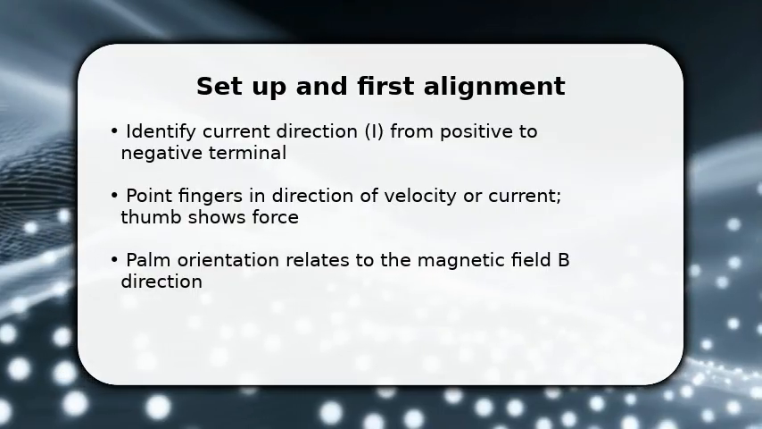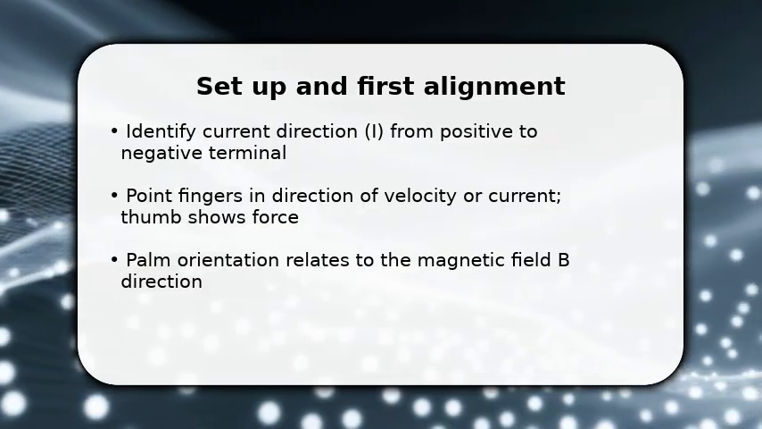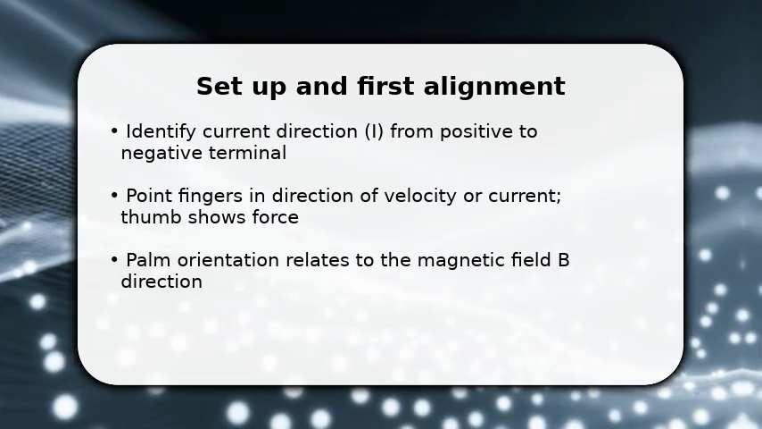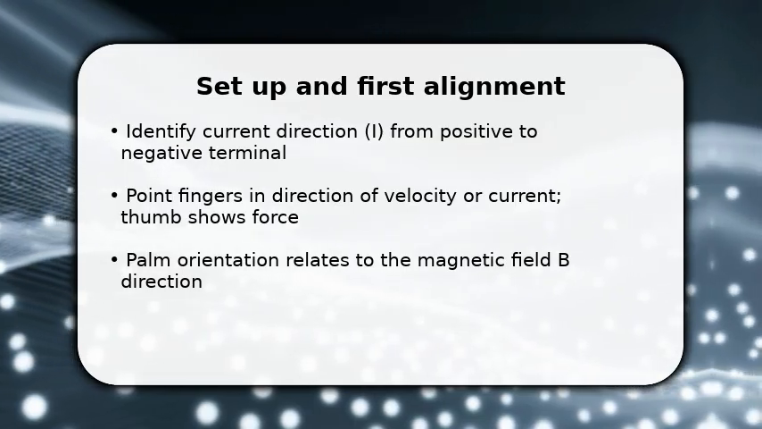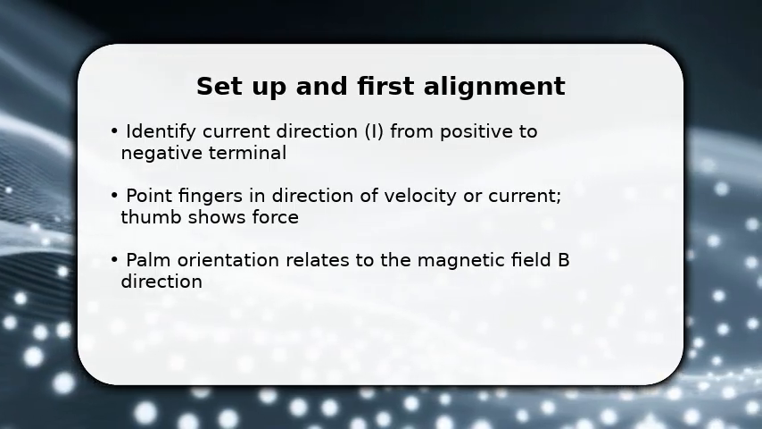You begin by locating the current direction or the velocity vector of the charged particle. Point your index finger that way. Next, extend your middle finger perpendicular to your index to represent the magnetic field B. Make sure it's comfortable and perpendicular.